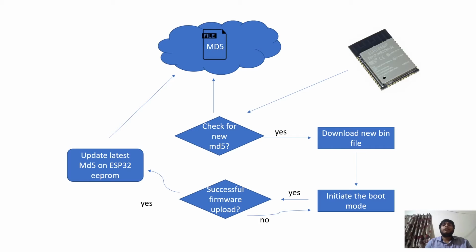Upon successful download, the firmware is flashed onto the STM32. Upon successful flashing, the ESP32 changes the MD5 file signature to the new MD5 signature. If the firmware upload fails at any point, it again initiates boot mode and keeps retrying. So this is a simple FOTA architecture that we built immediately to solve our need, and it was working very fine.